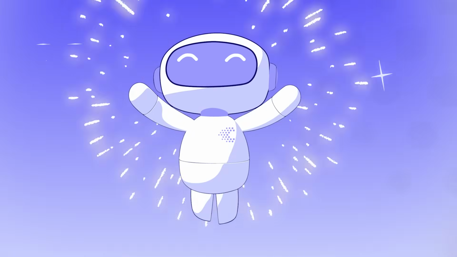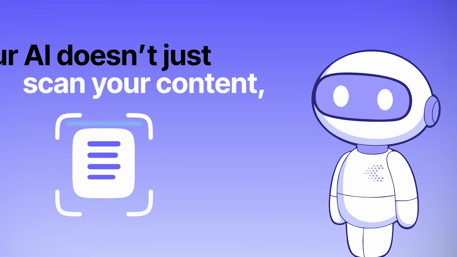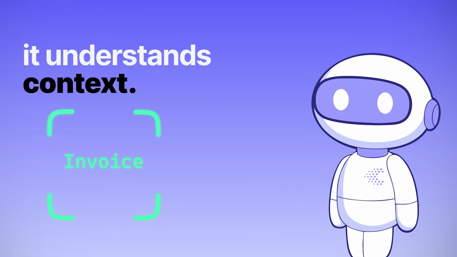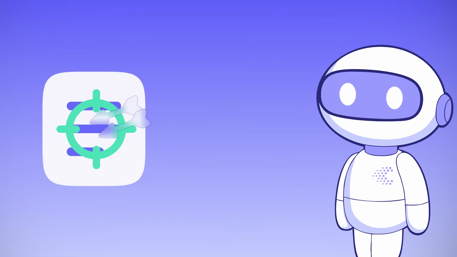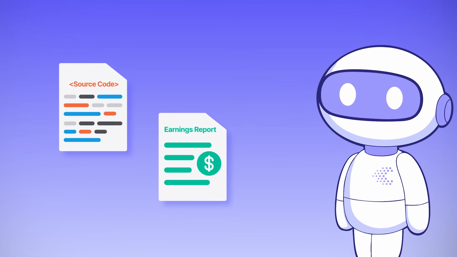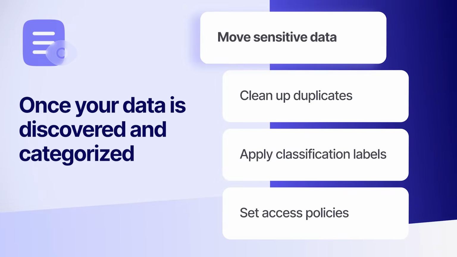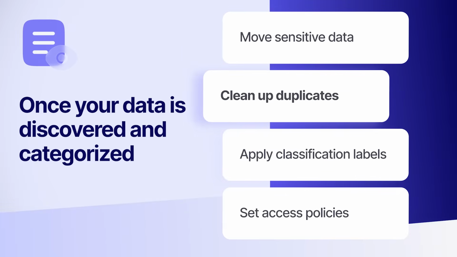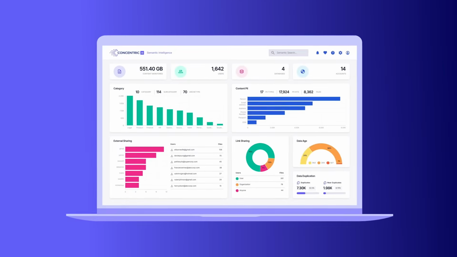But here's where we really shine. Our AI doesn't just scan your content, it understands context. That means it can pinpoint sensitive data with incredible accuracy, even tricky things like intellectual property and business-critical documents. Once your data is discovered and categorized, you can move sensitive data, clean up duplicates, apply classification labels, and set access policies all within our platform.